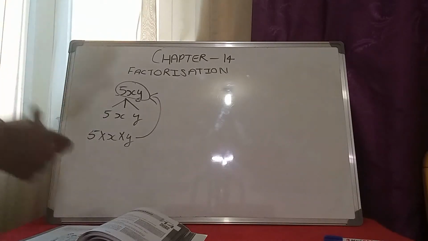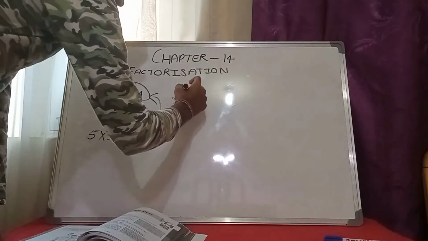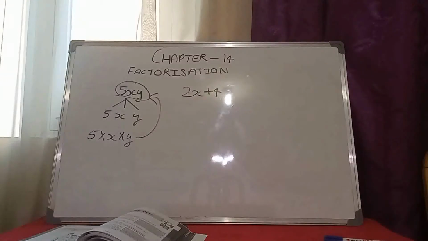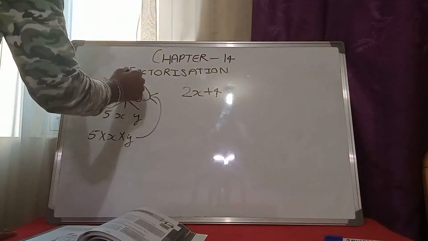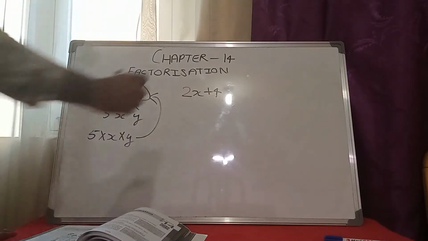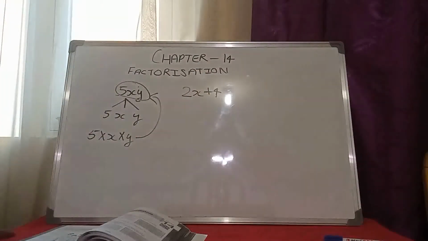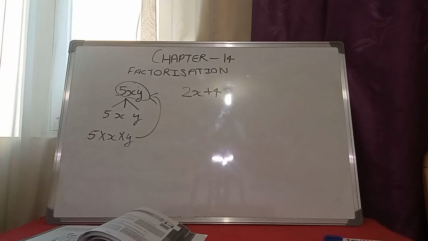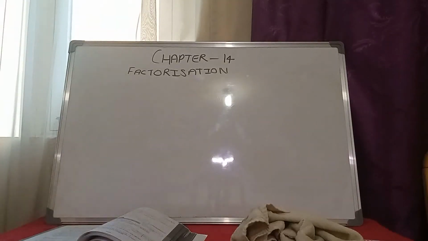So in this chapter we'll be studying how to find factors of expressions like 2x plus 4. Now we know how to find factors of a single monomial, but we have to find them for binomials, trinomials, and more polynomials. So that is what we'll be studying in this chapter. First of all, we will be learning how to solve using common factors. So first we have to know what is factorization.